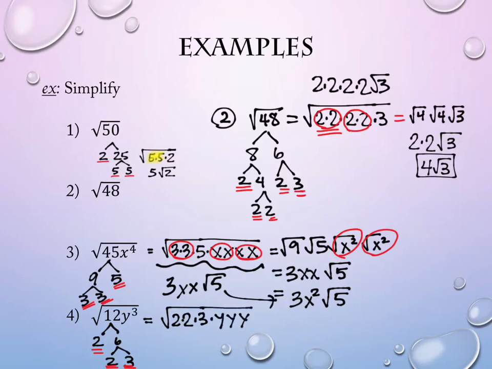So somebody tell me one of the pairs that you see. Pair of 2's. Any others? Yeah, there's one pair of y's. There's still one that's left over, not in a pair, but there's one pair of y's. So each of those pairs that I found comes out one time. So the 2 comes out one time, and the y comes out one time. But then the 3 that didn't have a pair and the y that didn't have a pair get left underneath. And we're done.